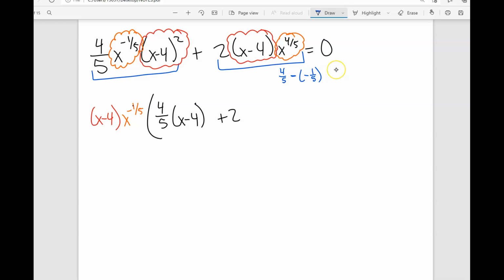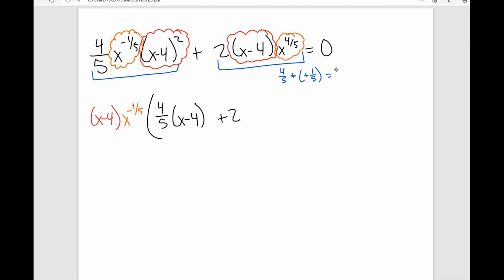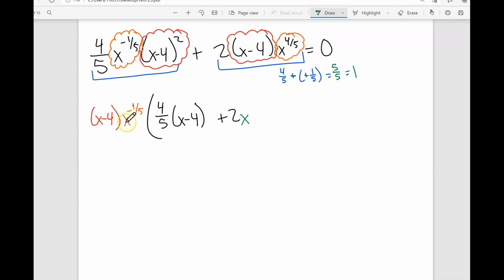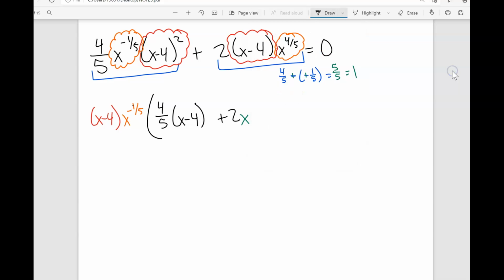How much is left over? Well, the negative and negative turn into a positive, so I get 5 over 5, which gives me 1. So I'm only left with 1x. If I FOIL this out, the x to the negative 1/5 times this 1, I get that 4/5 back. That's the only subtle part. Set this equal to 0.